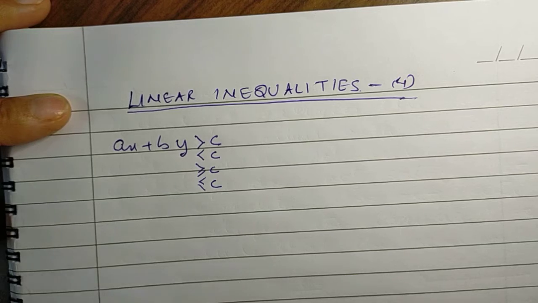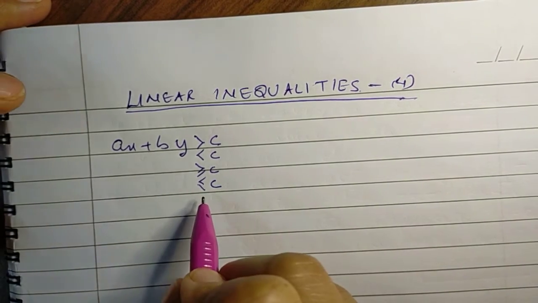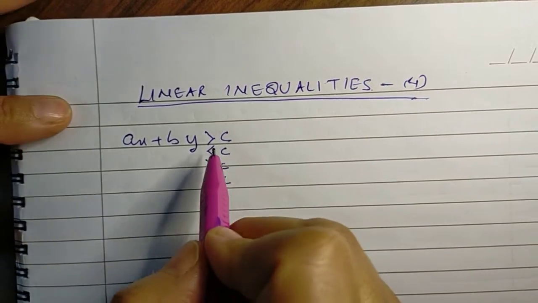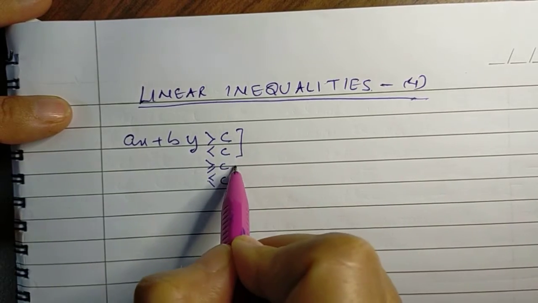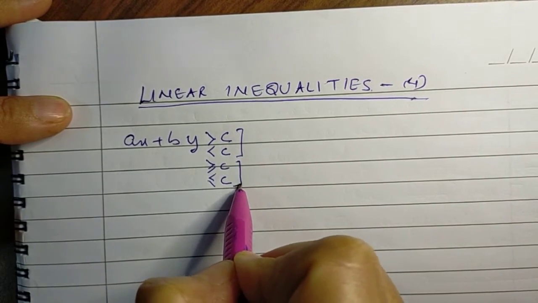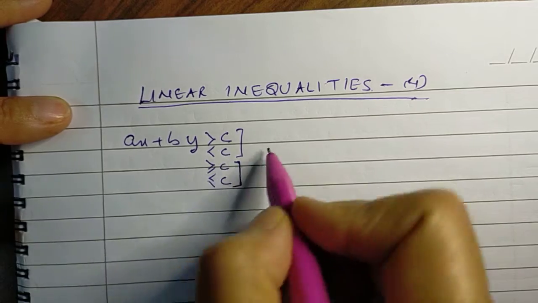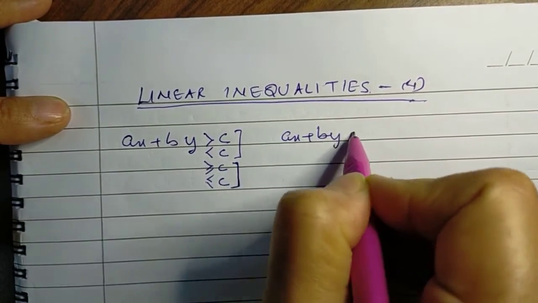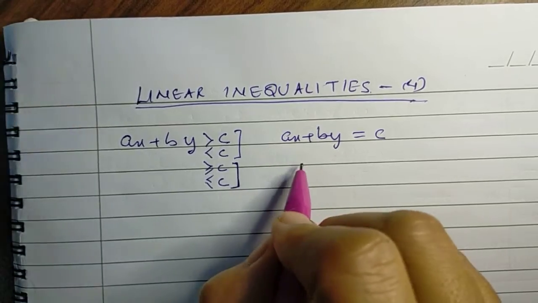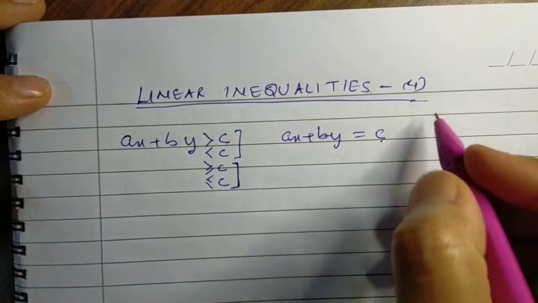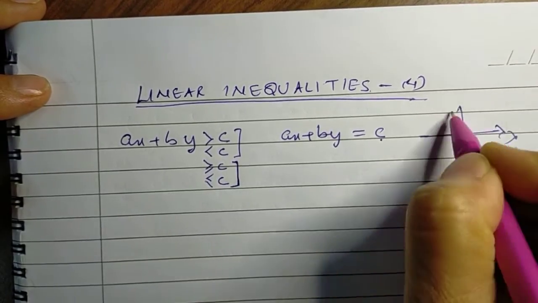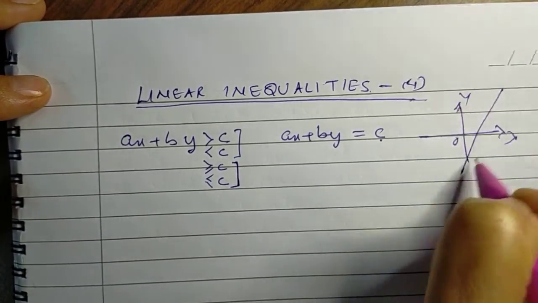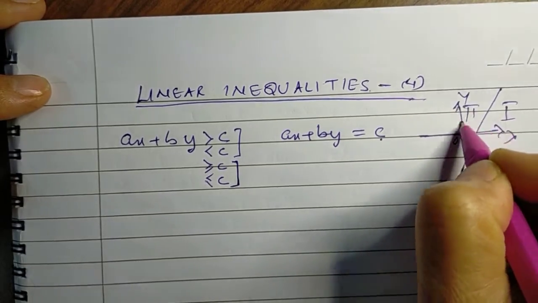And then we had seen how to find the solution area. In any case, whether it's a strict inequality or a slack inequality, we will always take the line corresponding to these, that is ax plus by equal to c. We will plot it on the graph. It divides the given xy plane into two halves, part 1 and part 2.